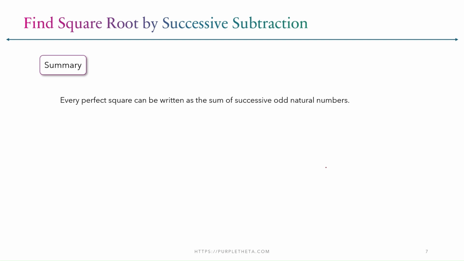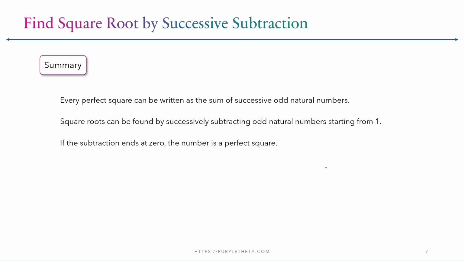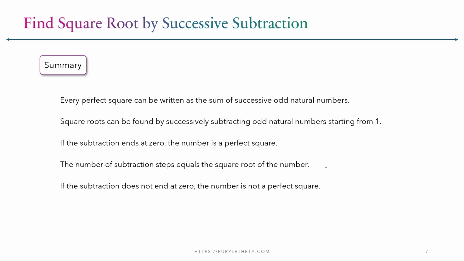Okay, so in this video we have seen that every perfect square can be written as the sum of successive odd natural numbers, right? Square roots can be found by successively subtracting odd natural numbers starting from 1. If the subtraction ends at 0, the number is a perfect square. The number of subtraction steps equals the square root of the number, and if the subtraction does not end at 0, the number is not a perfect square, right?